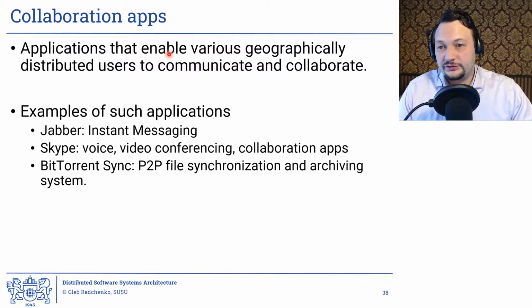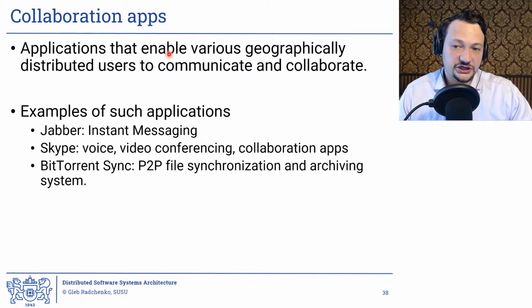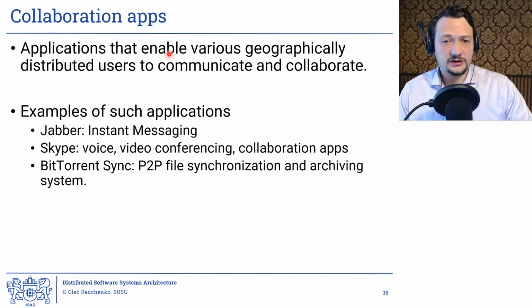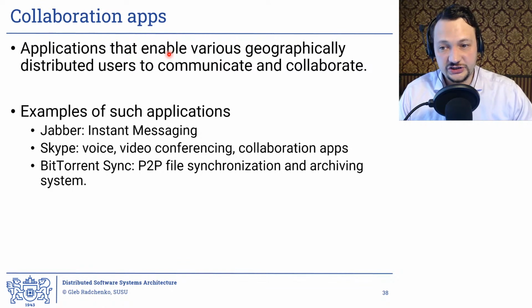So, the last type of applications that we would discuss today are collaboration applications. These collaboration applications allow geographically distributed users to communicate, collaborate, share files, and use chat or video call applications. Examples of such applications that use peer-to-peer technologies are Skype, which we will discuss today, and BitTorrent Sync or Resilio Sync, which allow you to use peer-to-peer systems to synchronize and archive your own files.